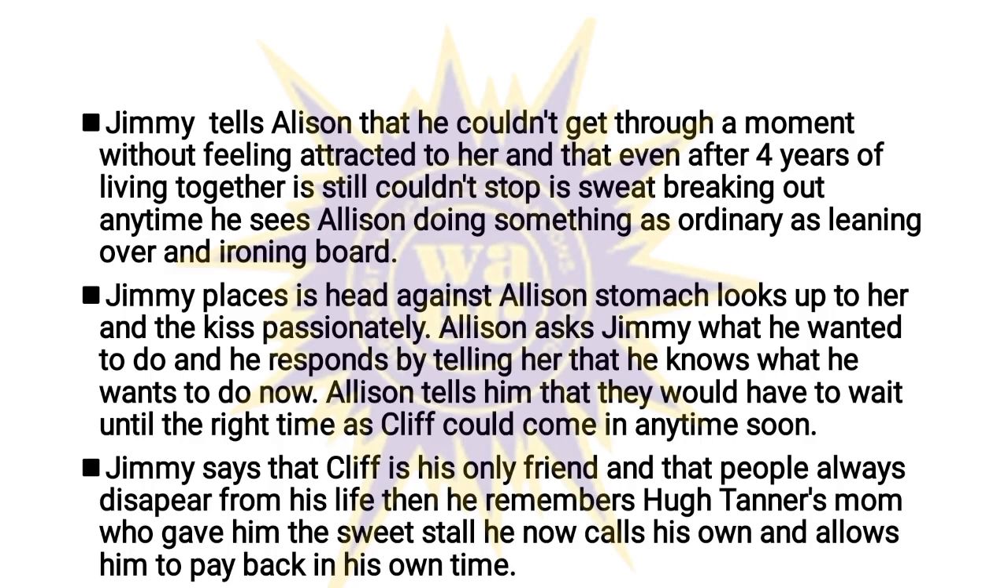And Jimmy proceeded to place his head against Allison's stomach. He looks up to her and they kiss passionately. Now Allison asked, wait, what do you want to do? Jimmy answered like, you know what I want to do now. And Allison was like, no, we cannot do anything now. Cliff can come in any moment from now. Now Allison, being the sophisticated person, would not behave rashly as the working class people would do. She says, no, this is not right. There is a right time to do this as far as she is concerned.